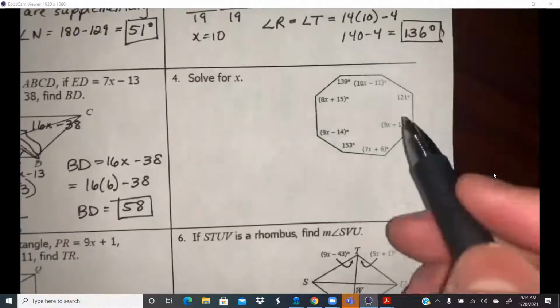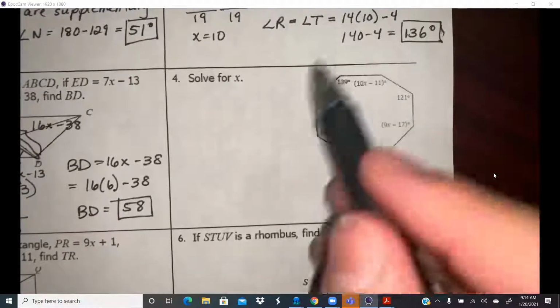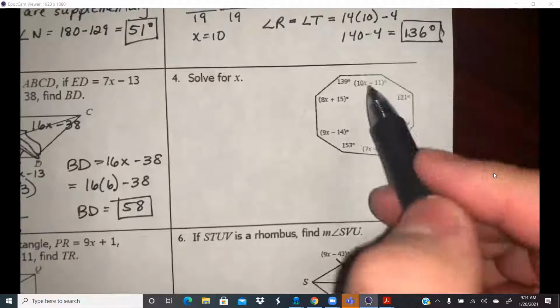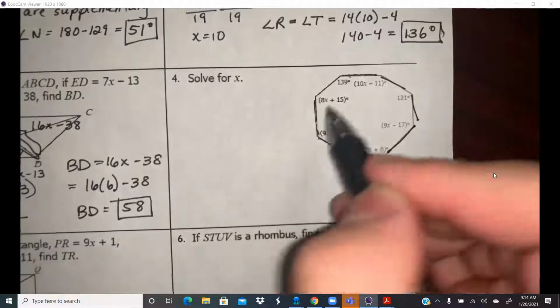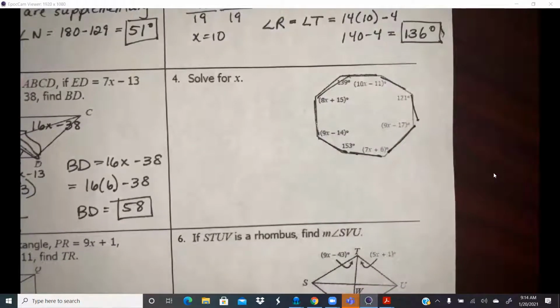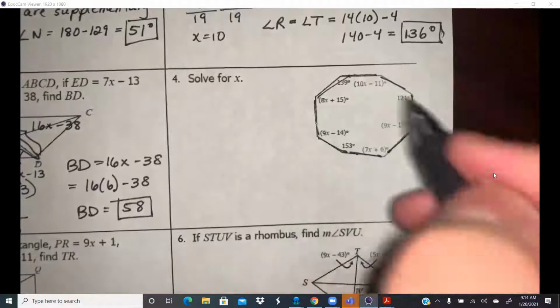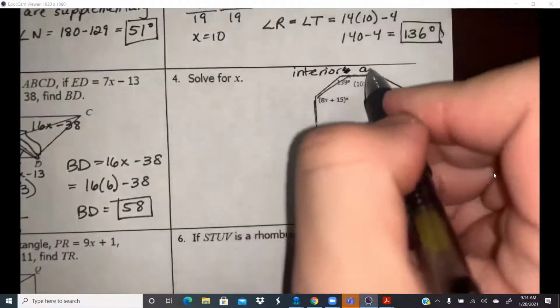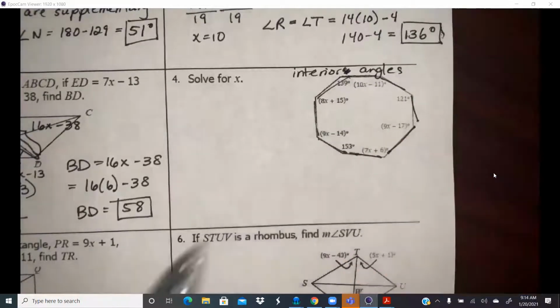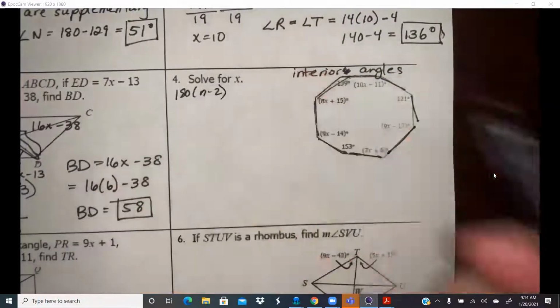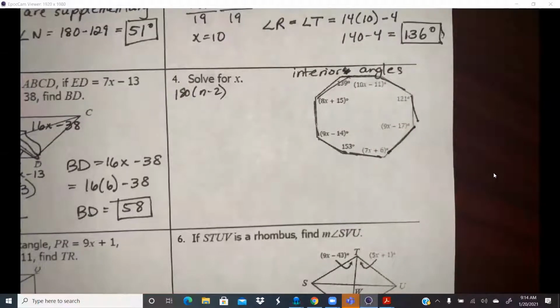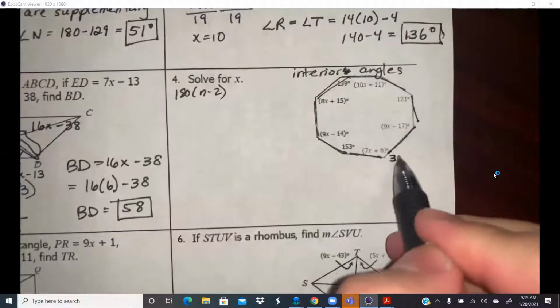Oh, now for number 4. Here we have a very weird figure, right? If we look at that, I have 1, 2, 3, 4, 5, 6, 7, 8 sides, right? So here's the thing. If you have nothing but interior angles in a multi-sided polygon, you have to remember, well, sure, you can use that formula 180 times n minus 2, right? Or what I like to think about instead is if I have 3 sides, it's 180.